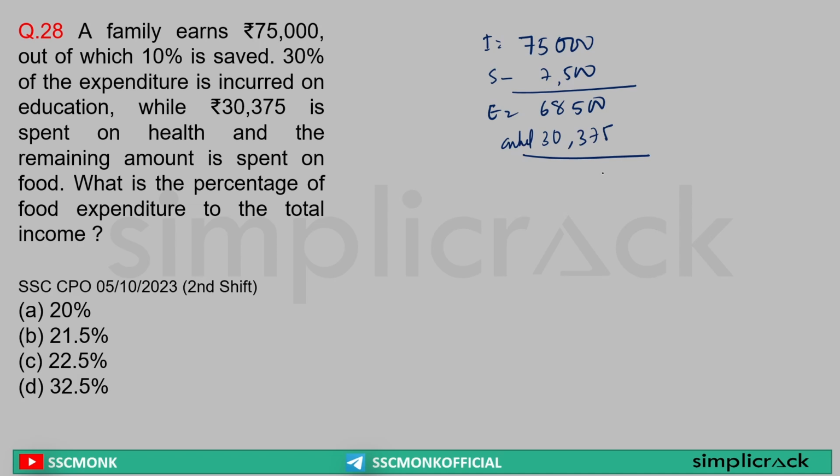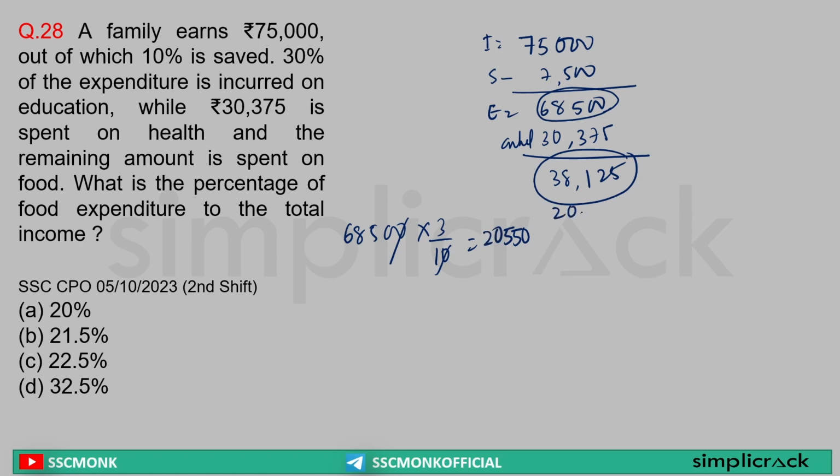Out of this, on health he is spending how much? 38,125 is equal to the remaining expenditure. Now, 30% of the expenditure is incurred on education, this much on health, and the remaining is spent on food. So 30% of the total expenditure is 67,500 into 3 by 10. Cross out the zeros. 3 5s are 15, 3 7s are 21 plus 1 is 22, 3 6s are 18 plus 2 is 20.